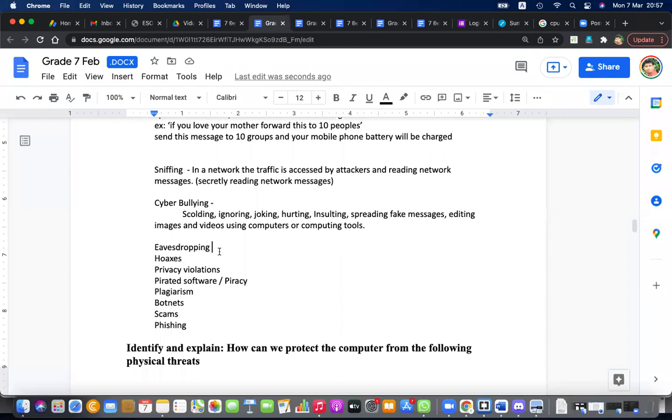Eavesdropping. Cyberbullying is a bad thing because some people actually killed themselves due to cyberbullying. Suicide attempts and a lot of things happen due to cyberbullying. Actually, one incident happened in Sri Lanka even. Some friends were posting an edited photo of a friend for his birthday. It was done as a joke. His photo was edited and uploaded to Facebook, social media.